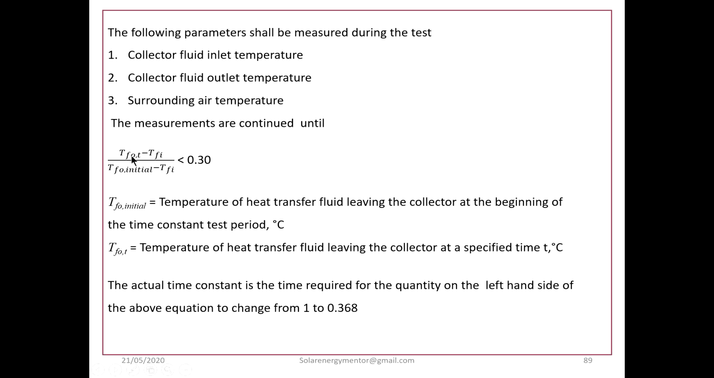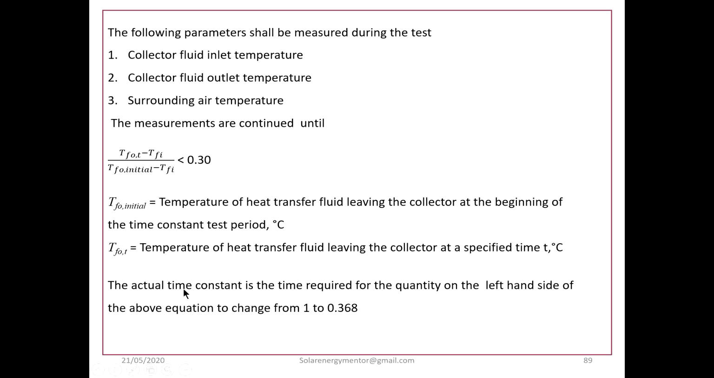Now 29.5 is TFO,t after 5 minutes, and TFI remains the same, 28. So 29.5 minus 28 is 1.5. Now 1.5 divided by this difference, 32 minus 28, which is 4. So 1.5 by 4 comes out to be greater than 0.3. If we just perform this on a calculator, it comes out to be 0.38, or near 0.4. So again we have to wait till we get this ratio less than 0.3, that is 0.29 and so on.